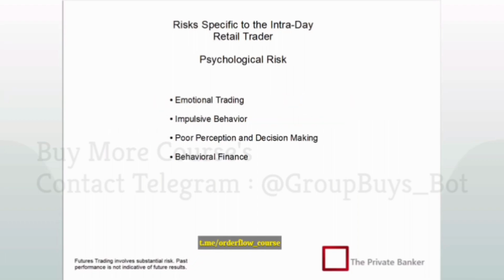Okay, psychological risk. I've referenced this a few times, but one of the biggest psychological risks is emotional trading. Emotional trading leads to impulsive behavior. It gives you poor perception and a poor decision-making process, and it's part of the whole behavioral finance concept, where humans, when dealing with their own money, will inherently make the wrong decisions when using an emotional response in that decision making. So it's very important to be aware of your emotions when you're trading, and the goal really is to try and operate more or less like a computer.